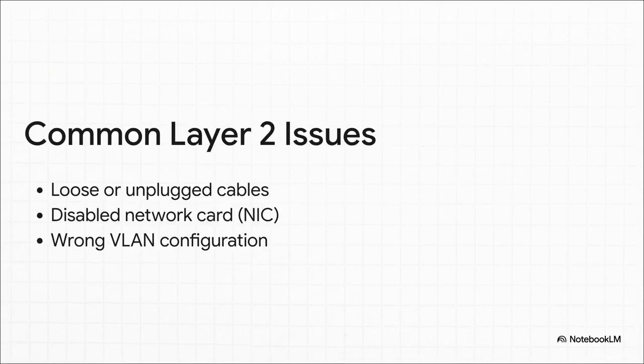This means when you have a Layer 2 problem, it's always a local issue. The postman literally can't find your house. This is your classic "is it plugged in" problem. You know, a loose Ethernet cable, your Wi-Fi suddenly drops, or maybe you accidentally turned off the network card in your computer settings. These are physical, local things that stop those data frames from even getting out the door.